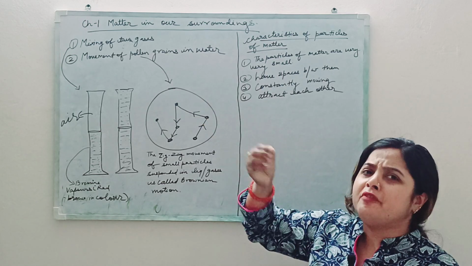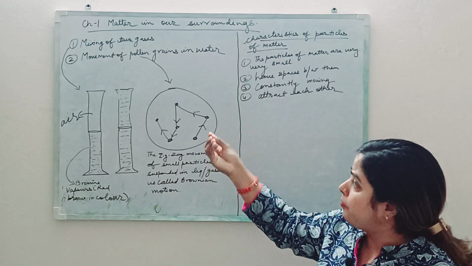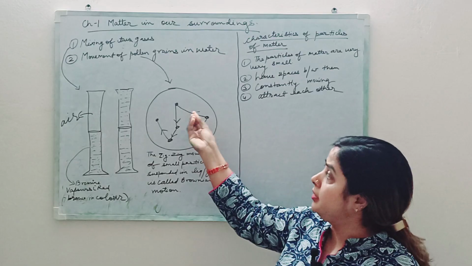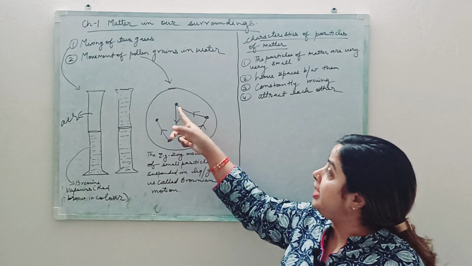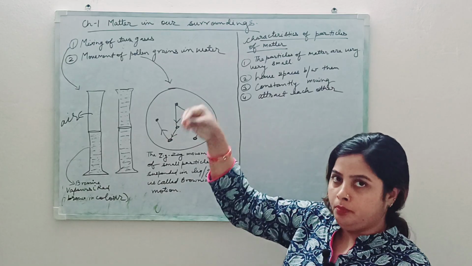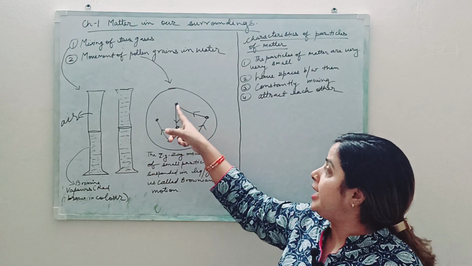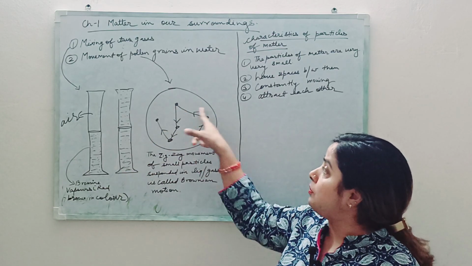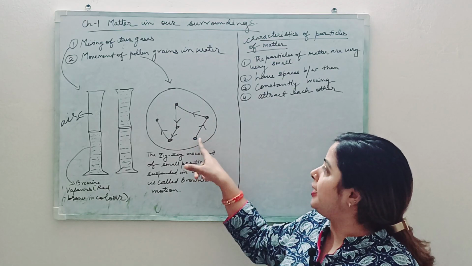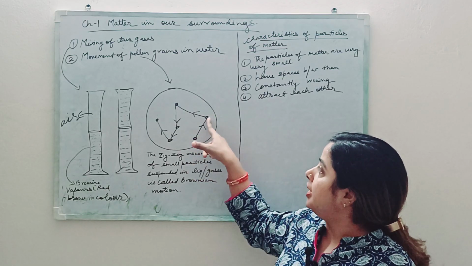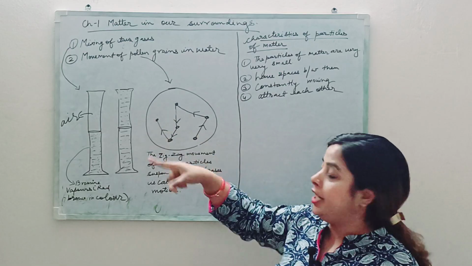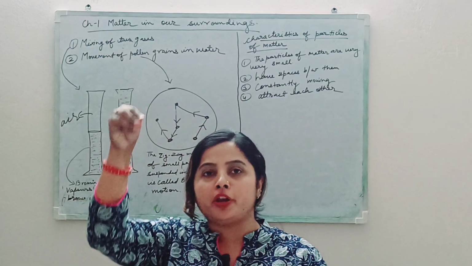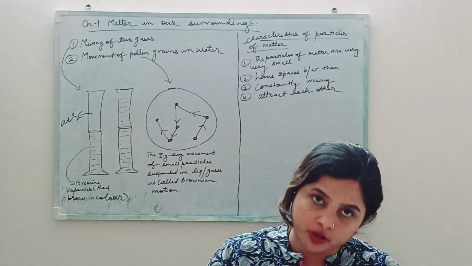So pollen grains are very light in weight. It was observed by the scientist Robert Brown that when these pollen grains are put into the water, they have a zigzag movement. You can see this pollen grain is moving. It started moving from here, it goes here, it goes here, then it comes here, then again it goes there. It has a zigzag movement when these pollen grains fall on the surface of the water.